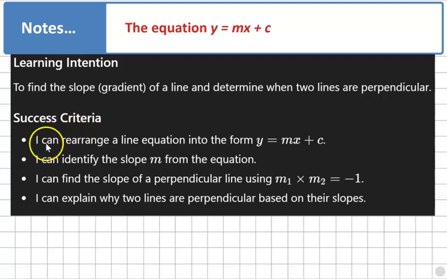Success criteria. I can rearrange a line equation into the form y equals mx plus c. I can identify the slope m from the equation. I can find the slope of a perpendicular line using m1 times m2, so slope 1 times slope 2 is equal to minus 1. I can explain why two lines are perpendicular based on their slopes.